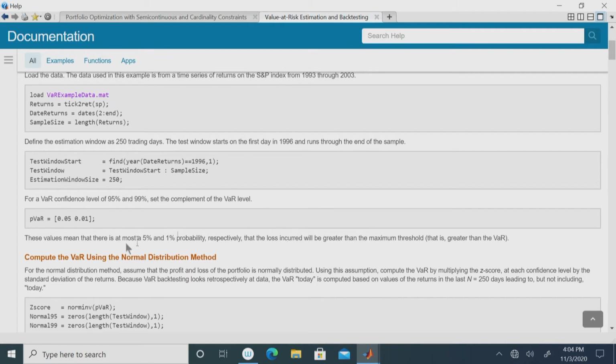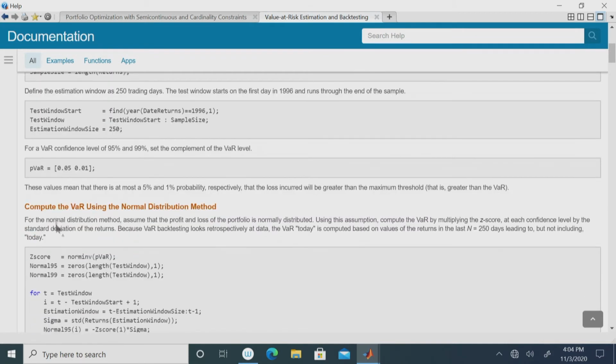Now we start off with the first method of computing the VaR. In this case we compute the VaR using the normal distribution method. For the normal distribution method, as the name suggests, we begin with the assumption that the profit and loss of a portfolio is normally distributed, or in other words the returns are normally distributed. Under this assumption we compute the VaR by multiplying the z score at each confidence level by the standard deviation of returns. So, the value at risk is going to be given by the product of minus z score into sigma, which is the volatility that we have seen in a geometric Brownian motion.